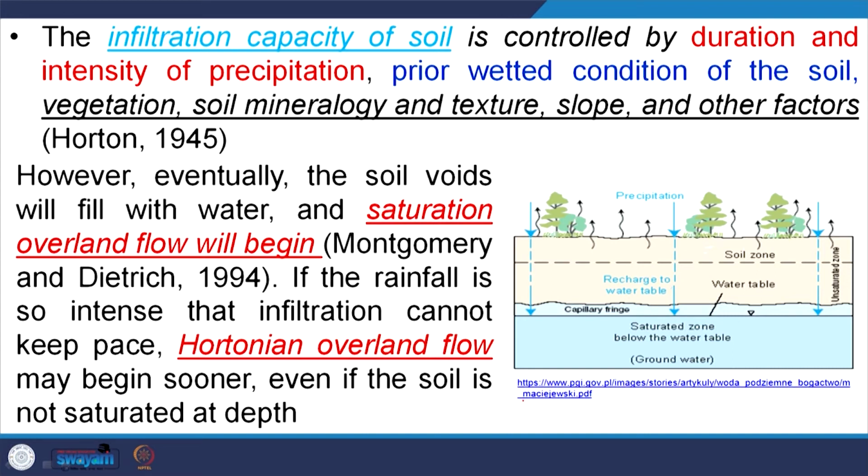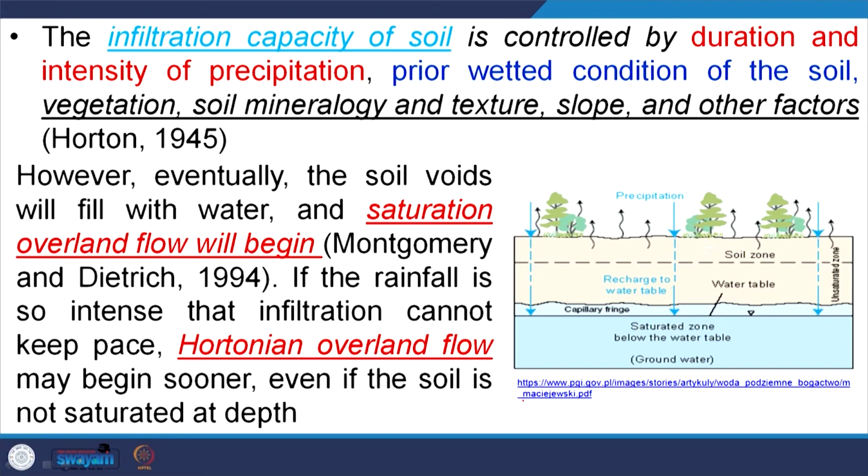So, infiltration capacity of a soil means how much water will infiltrate, how capable this soil or substrate is to infiltrate downward. That depends upon the duration and intensity of precipitation. Duration and intensity means that the more time it rains, the more water will go down. Prior wetted condition of the soil means whether it is a dry soil or a wet soil. Then vegetation, whether it is barren or a vegetated land.